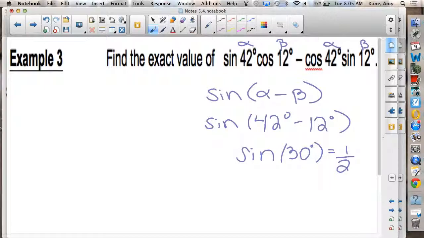So look at the formula. I think you have like 4 questions like this in your homework, maybe 5. You're going to identify the formula, plug it into the condensed form because you've got the expanded form, and then evaluate it. So this is an angle in the unit circle. The sine of 30 degrees is 1/2. Questions?